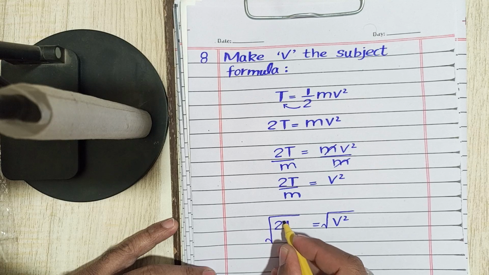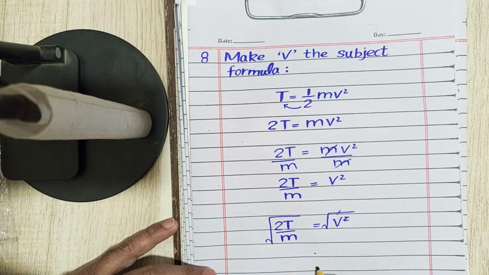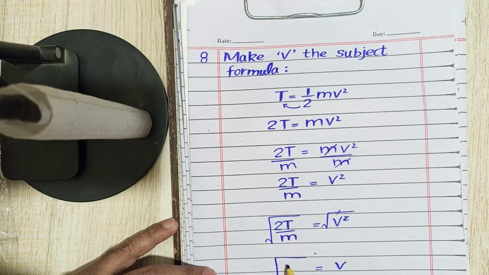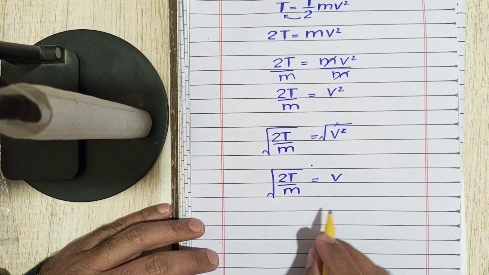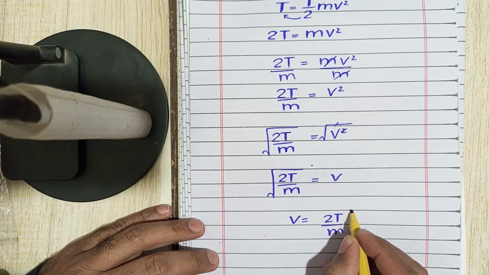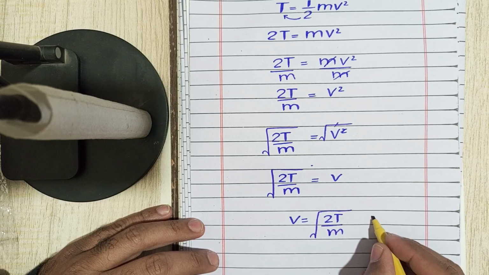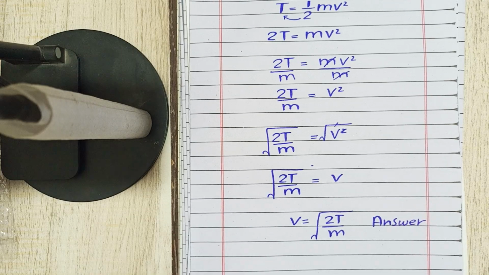So here we have 2t over m. So now we cancel square with square root. So our final answer is v equal to square root 2t divided by m. So this is our final answer. So I hope you got it.